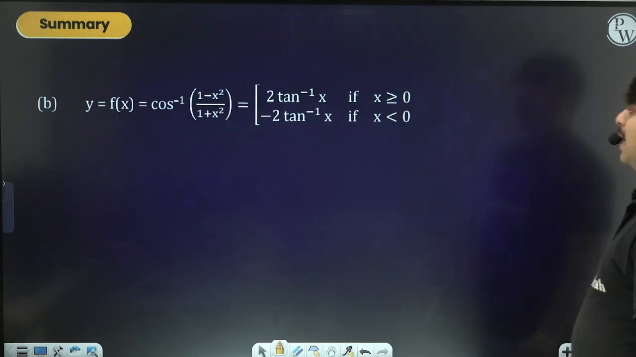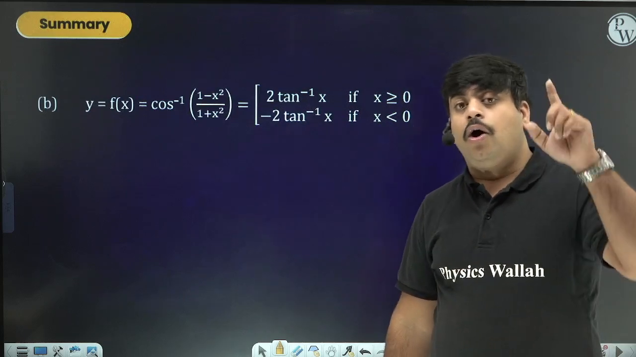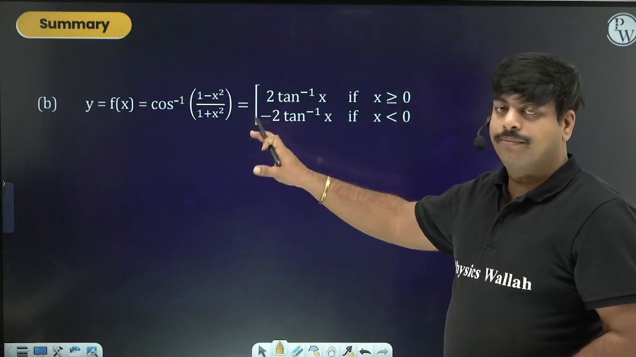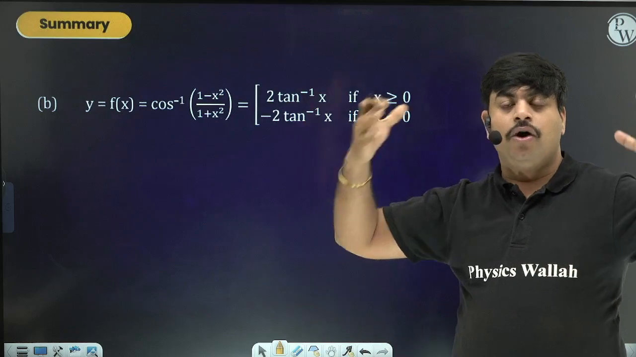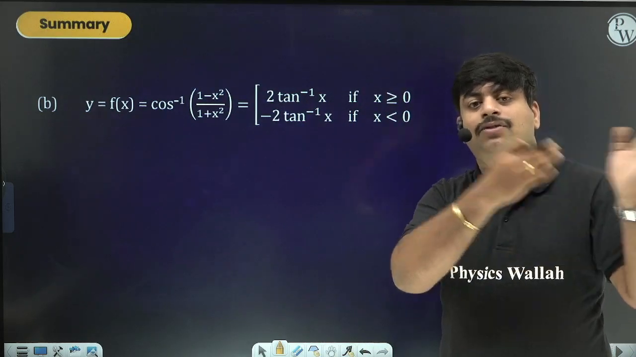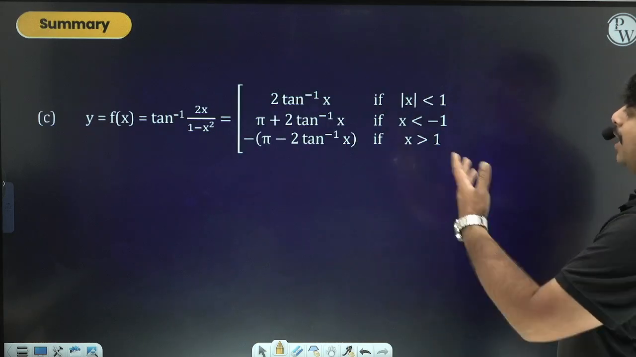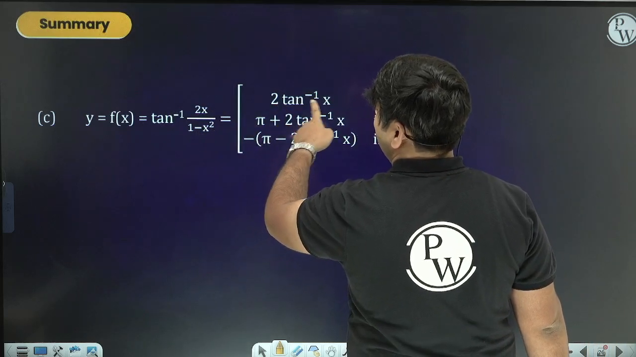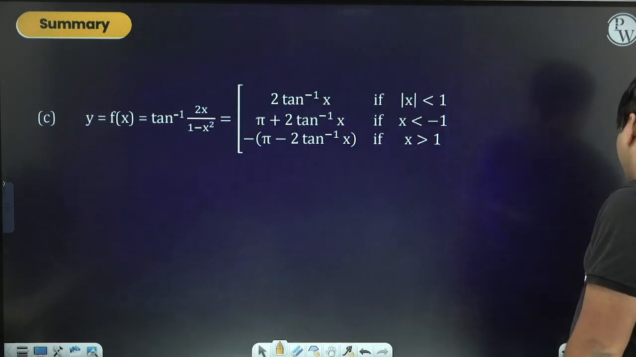Cos inverse, it's like 1 minus tan square by 1 plus tan square, and that's the reason I'm saying all the trigonometric formulas should be well learned to make this chapter easy, or else you will think that these are again a whole new bunch of formulas. No, all these are just extensions or the reverse formats of trigonometric functions. Okay, what next? Tan inverse of 2 tan theta by 1 minus tan square becomes tan 2 theta, or pi plus theta or minus pi plus theta depending on the values of theta.